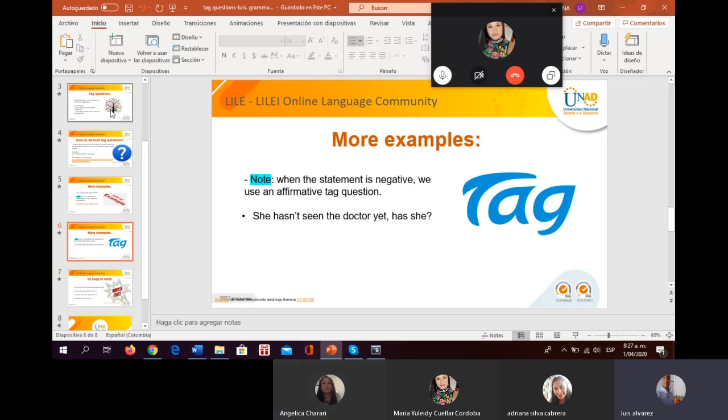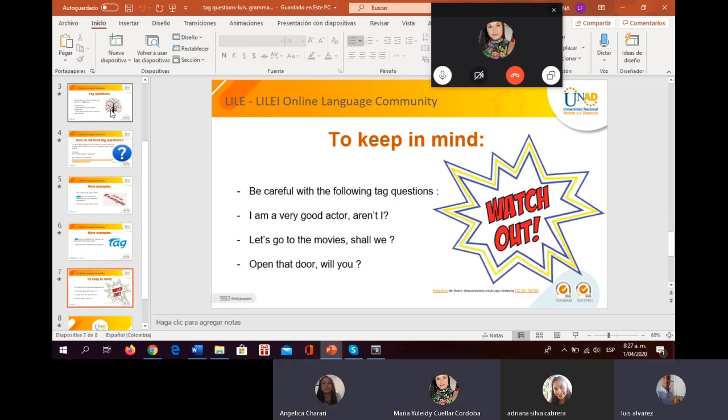Here is the example again. She hasn't seen the doctor yet, has she? Hasn't is the auxiliary, it is negative. We use it at the end of an affirmative sentence: has she? And to keep in mind, to watch out, be careful with the following tag questions. I am a very good actor, aren't I? When we start with I am, we finish the tag question with aren't.